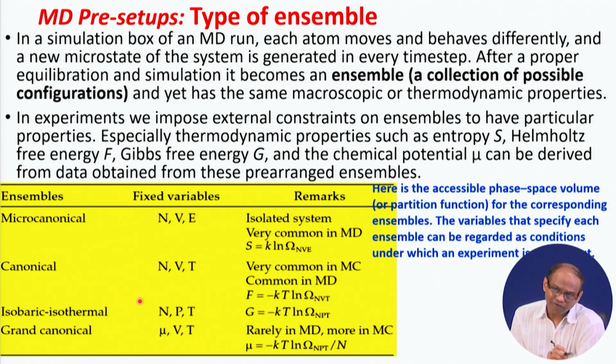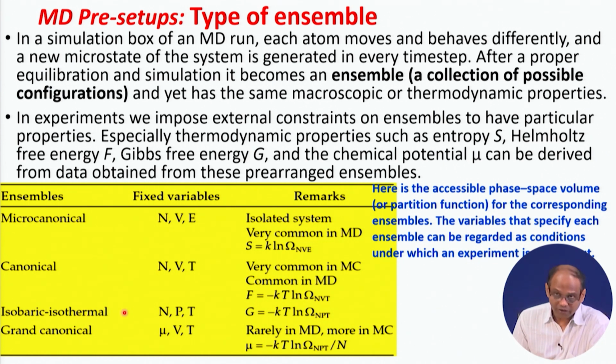Okay, so there are mainly 4 types of ensembles. The first is called microcanonical, or NVE, where N is the number of atoms, V is the volume, and E, the energy, is fixed. We are not changing it. Okay, and what kind of system is it? It's an isolated system, which is very common in molecular dynamics, and in this case we can get the entropy value from the partition function if you do the ensemble. Okay, canonical, NVT, where energy is not conserved, temperature is conserved, and energy can vary. This is the most common in Monte Carlo and common in molecular dynamics. We can get the Helmholtz free energy if we run the canonical.